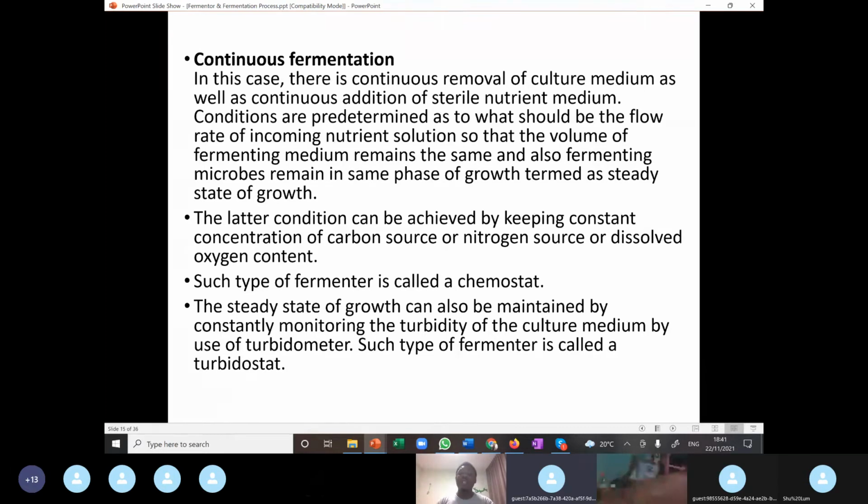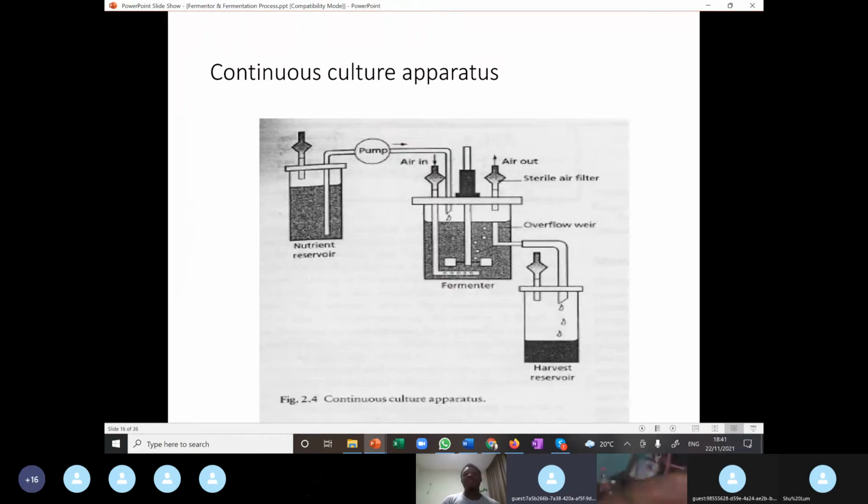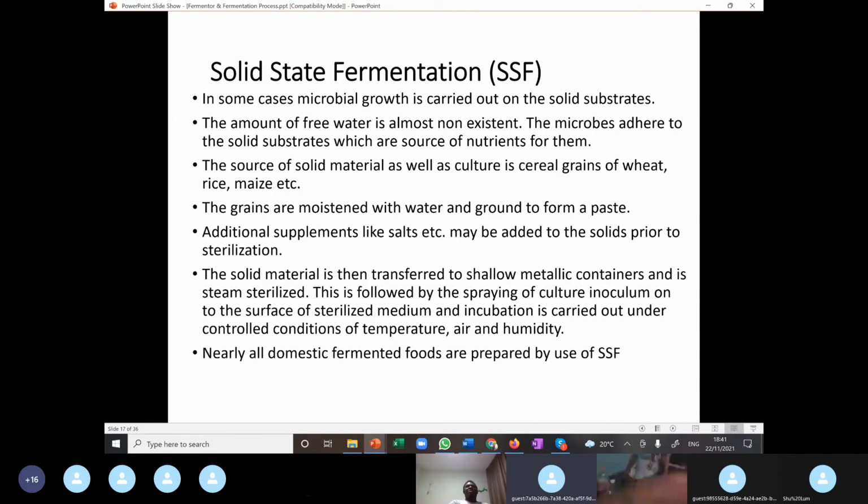All these parameters have been well calculated to know exactly the flow rate, the rate at which we are adding, and the rate at which we are harvesting. So this goes on until the process, there's no end to it. That's what makes it continuous fermentation, and it is the most widely used method in most industrial processes.